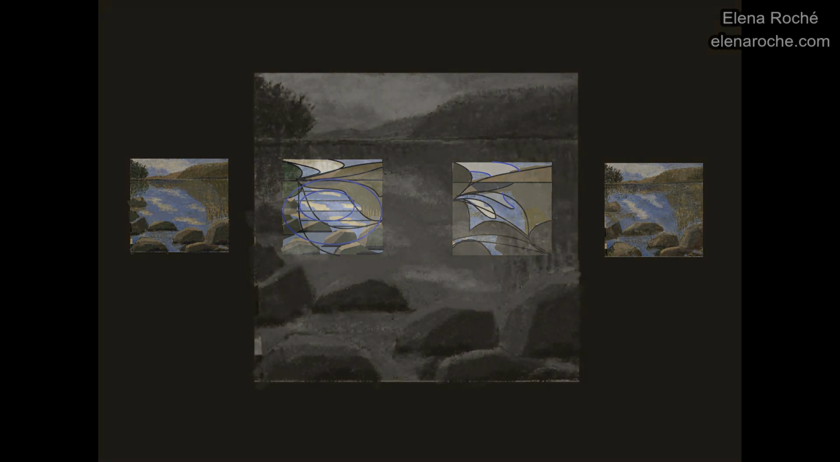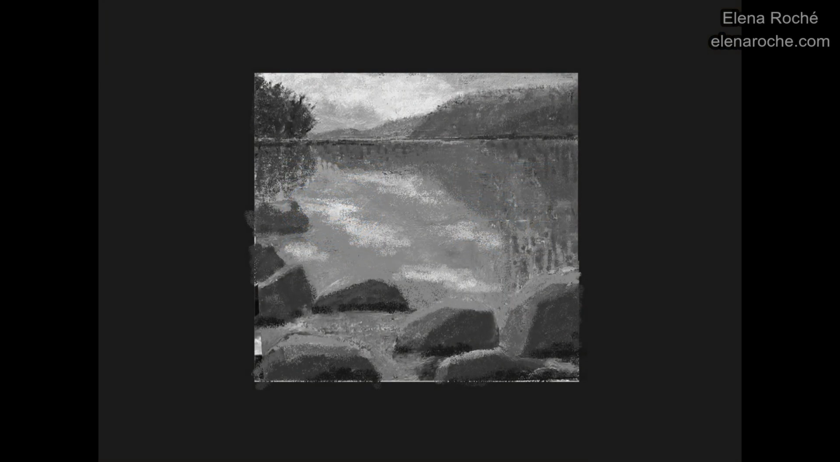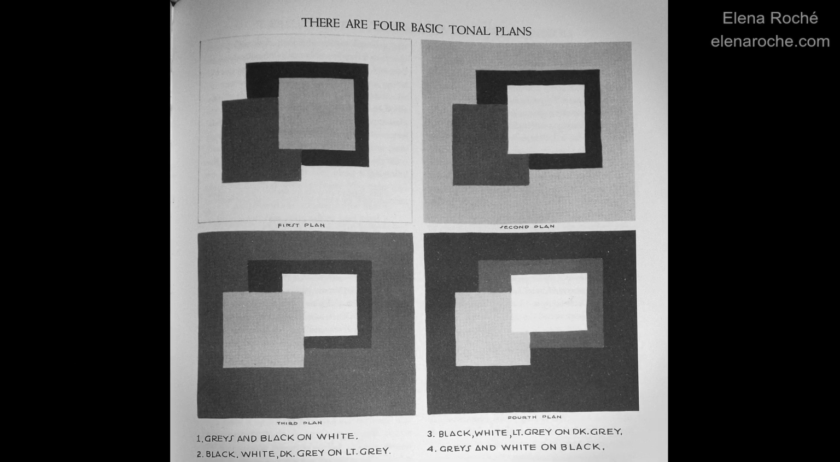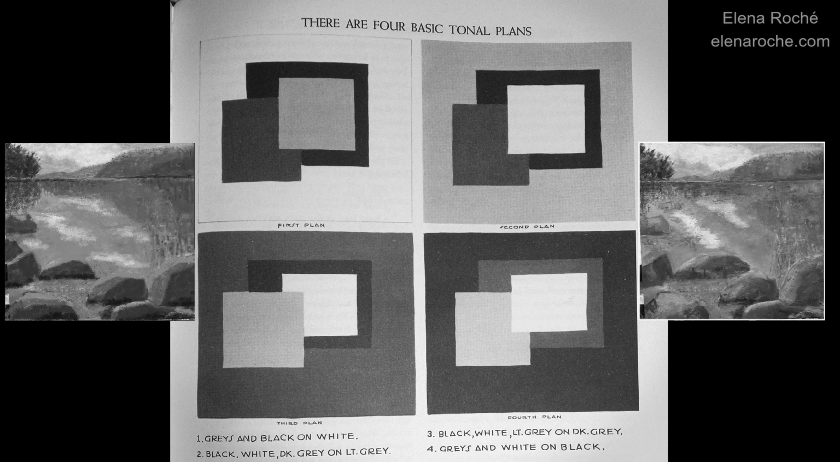Now let's compare the newly Photoshopped version of the work in values only setting to its original. Does it feel like it improved? I think so. The rocks come forward more, everything in the distance seems to recede, the reflections feel really well, and the cloud is the brightest spot in the painting. Now how would that compare to the 4 basic tonal plans?